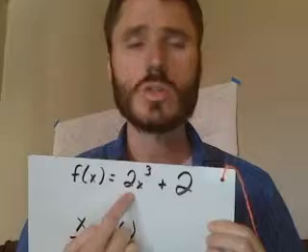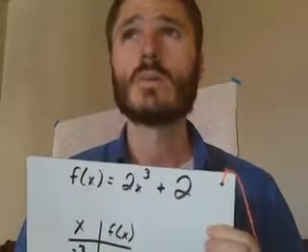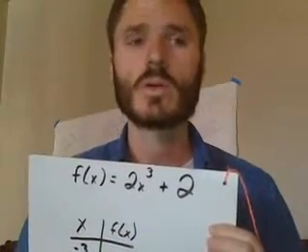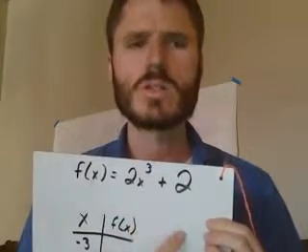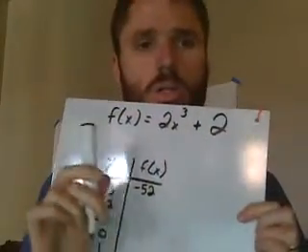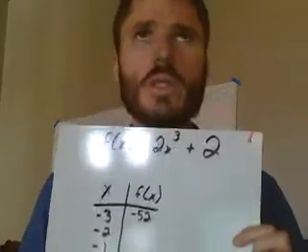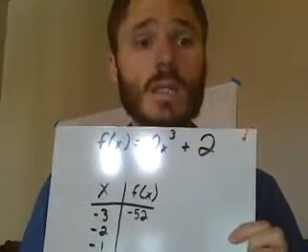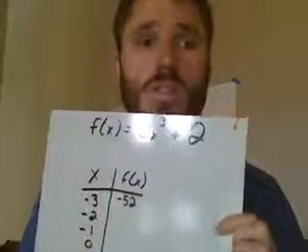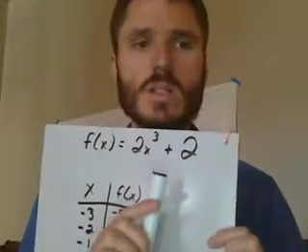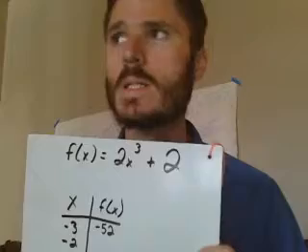-27 times 2 is -54, if I did my math correct, and -54 plus 2 is -52. So that's our first output. I'm going to write that in. Okay. If we plugged in a -2 into the equation, -2 to the power of 3 is -8. -8 times 2 is -16, and -16 plus 2 is -14, okay?